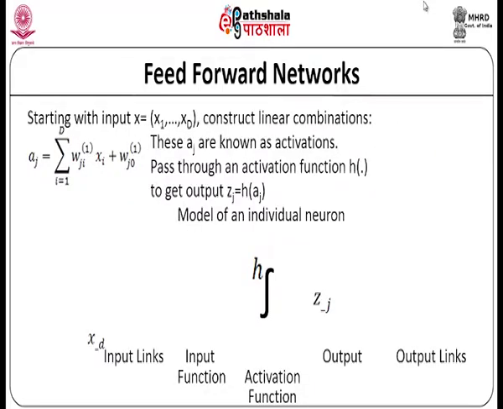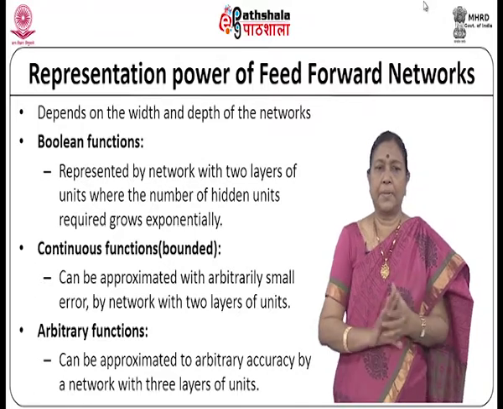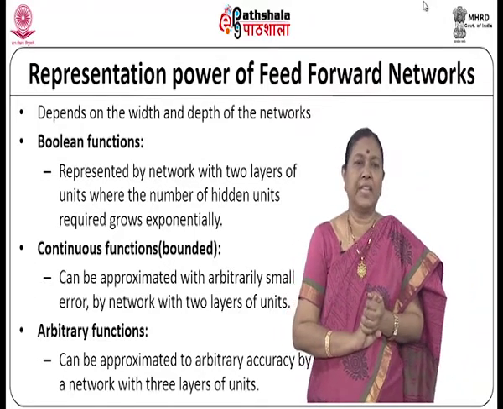Starting with inputs x1 to xd, you construct linear combinations. These aj are known as activations and are passed through an activation function h to get the output zj equal to h of aj. So, you have the input links, then the input function, then the activation function, then the output and the output links. The inputs are weighted by the weights and given to the input function, which passes it to the activation function, which then puts it to the output. This is the feed forward network, and its representation power depends on the width and depth of the network.